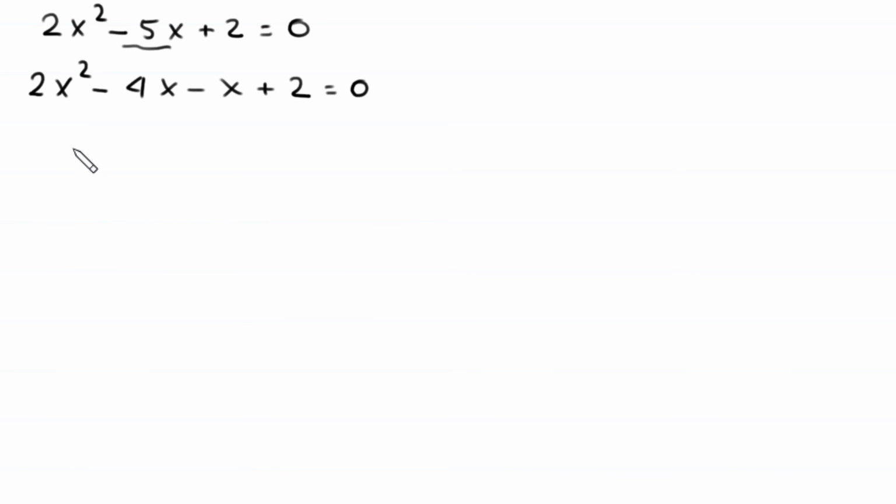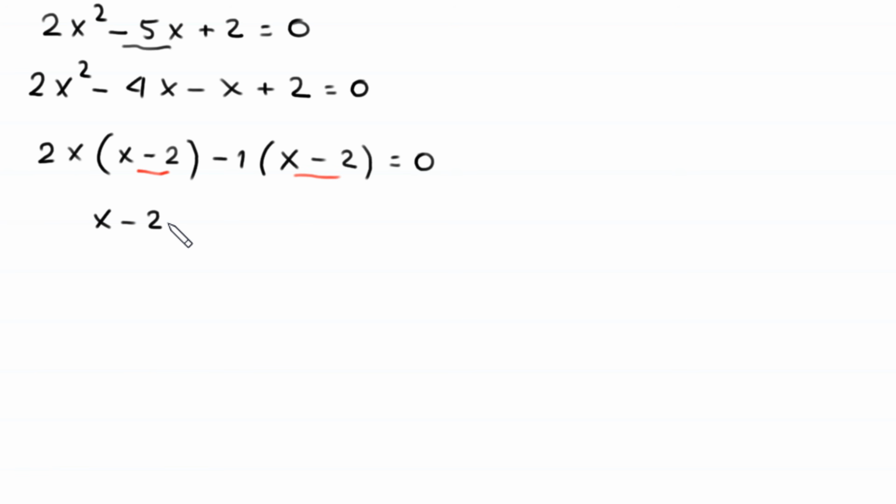From these two terms we can factor out 2 times x, in bracket x minus 2, and from these two terms we can factor out negative 1 in bracket x minus 2 equal to 0, and this x minus 2 is a common factor, so we factor out this x minus 2, and in bracket 2 times x minus 1 equal to 0.